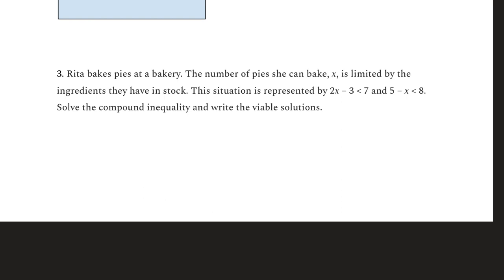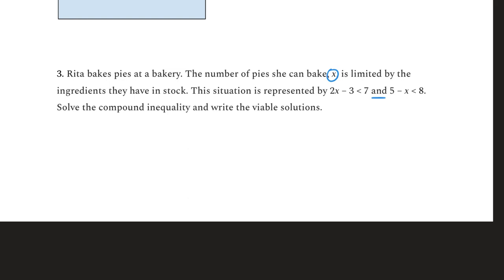So here it says Rita bakes pies at a bakery. The number of pies she can bake, x, so we're going to use x to stand for how many pies she can make, is limited by the ingredients that they have in stock, which makes sense. So the situation is represented by the inequality 2x minus 3 is less than 7 and 5 minus x is less than 8. So notice we have an and inequality. Solve the inequality and write the viable solutions.